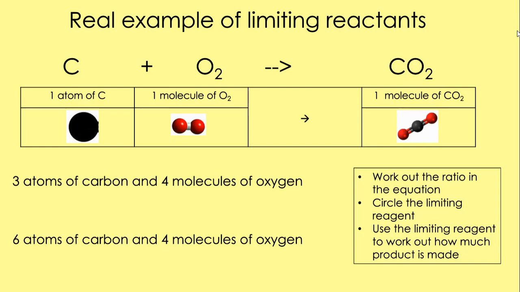So first thing we need to do is work out the ratio in the equation. In the box, if we look at the numbers in front of the chemical equation, it's 1 atom of carbon reacts with 1 molecule of oxygen to give 1 molecule of carbon dioxide. So it's 1 of each to make 1 product. So it's nice and simple. And just like my cheese on toast, I'm just looking for the smallest number. So if I look at 3 atoms of carbon and 4 molecules of oxygen, because it's 1-to-1, we can clearly see that the carbon is going to be my limiting reactant.